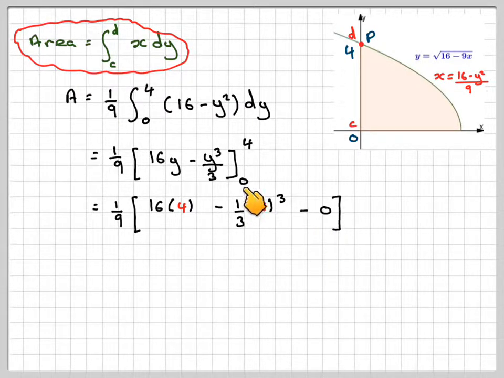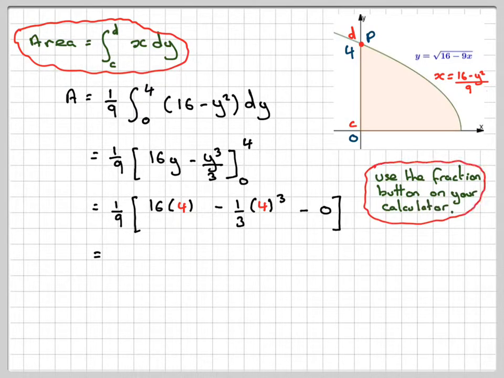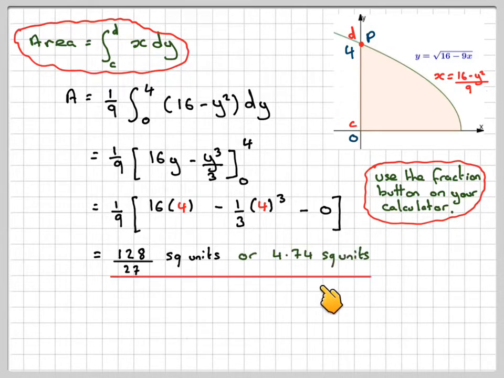Now you should always check when you put 0 in here that it does actually give 0. So be particularly careful if it's something like cos, for example, or e to the x, that would not give you 0. But in this case, when we do substitute 0 in, this bit will become 0. Then if we take our calculator out and make sure we are using the fraction button, that will give me 128 over 27 square units, or 4.74 square units.